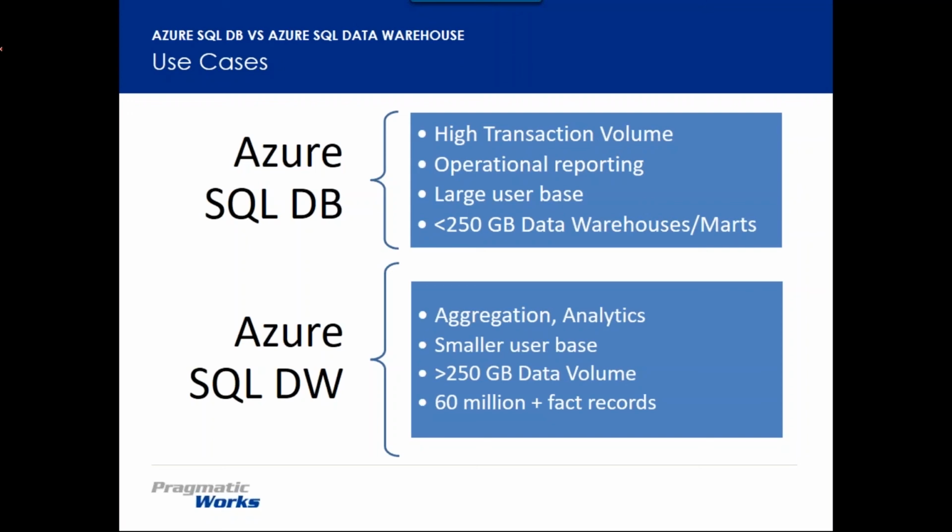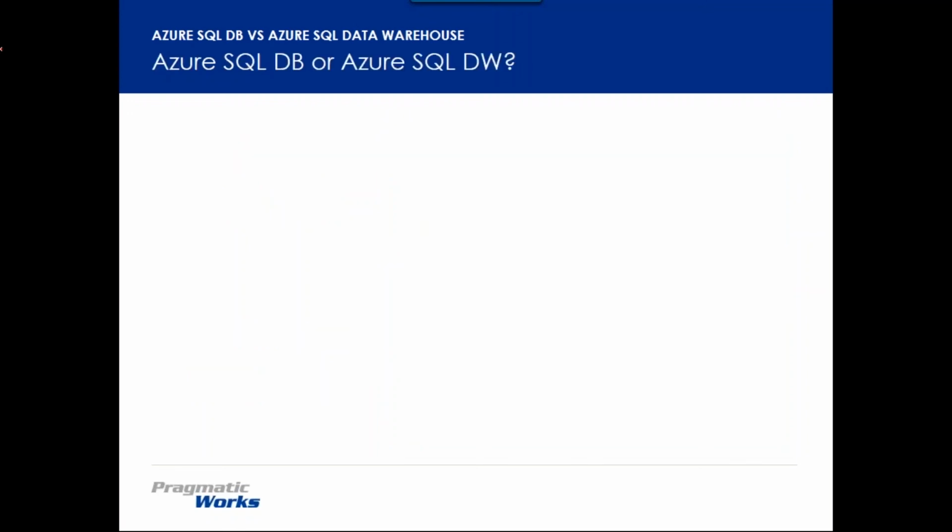And then the other thing that I talked about was fact tables with 60 million records. That 60 million, again, is a number that allows us to take full advantage of the clustered column store index technology. If I've got tables with fewer than 60 million records, I cannot take full advantage of that. And so those are some use cases for how I might decide to use one platform over the other.